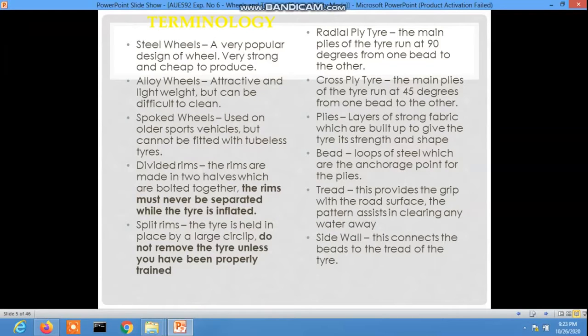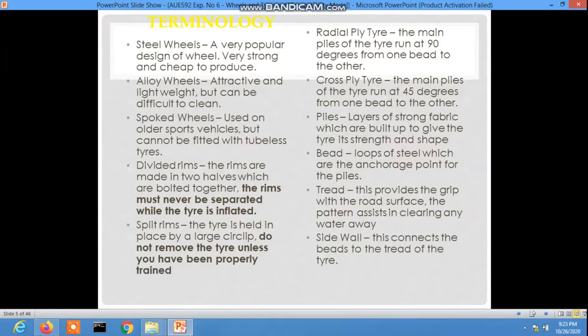Radial ply tires: the main plies of the tire run at 90 degrees from one bead to the other. Cross ply tire: the main plies of the tire run at 45 degrees from one bead to the other. Plies: layers of strong fabric which are built up to give the tire its strength and shape.